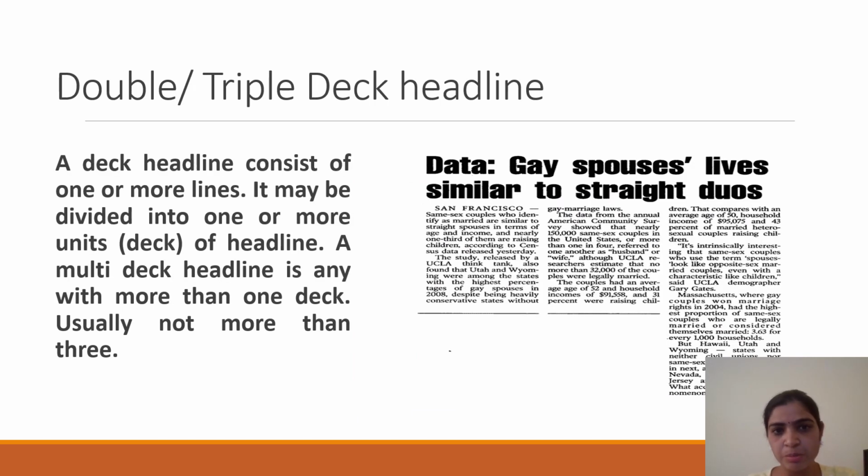The next is the double or triple deck headline. As you can see, there are 2 lines above the news story. These 2 lines cover the whole story. As we said, the crossline headline is one line, and when we use a double or triple deck headline, it is two or three lines that cover the whole story. It may be divided into one or more units of headline. Like this headline, which clearly shows the double deck headline.